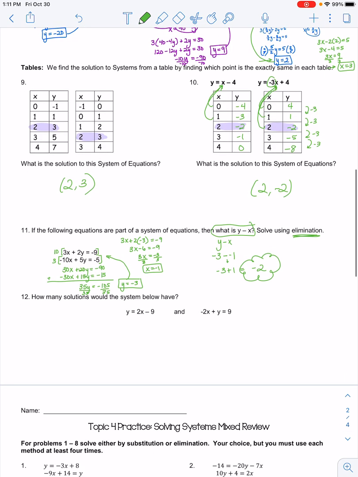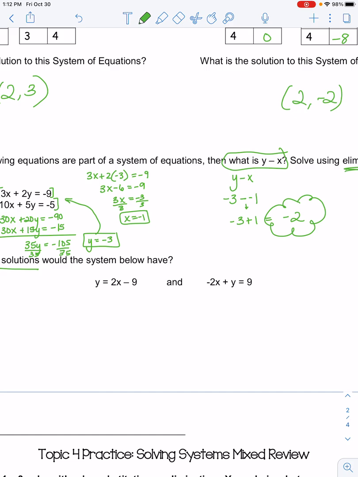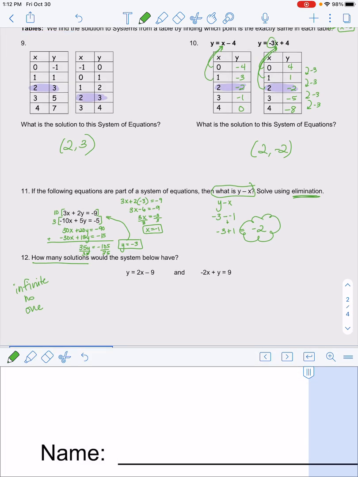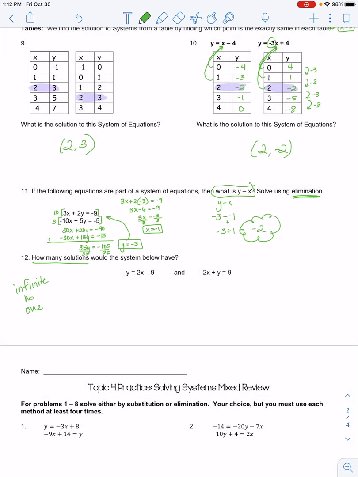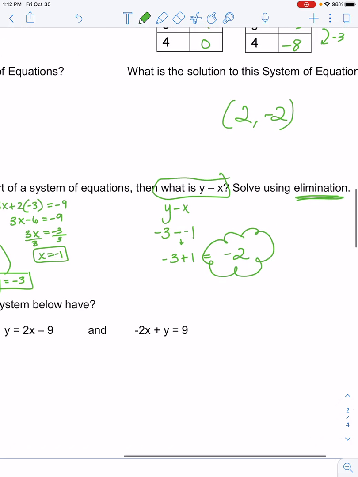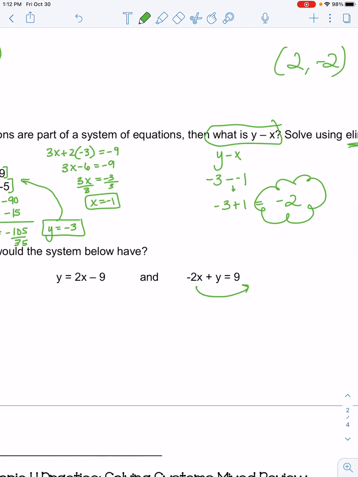Okay, last one. This one says, how many solutions would the system below have? How many solutions? So really, you can have infinite solutions, you can have no solutions, or you can have one solution, at least for the purposes of linear equations. So they've already given us y equals 2x minus 9, and they've given us this other equation. Oops. What I want to do here is I want to move this 2x over so that I can see what this looks like in slope-intercept form.